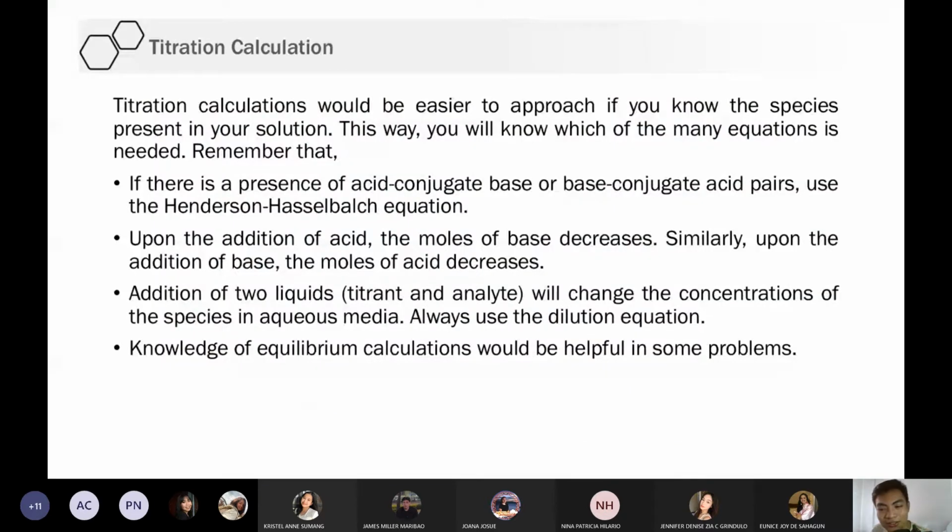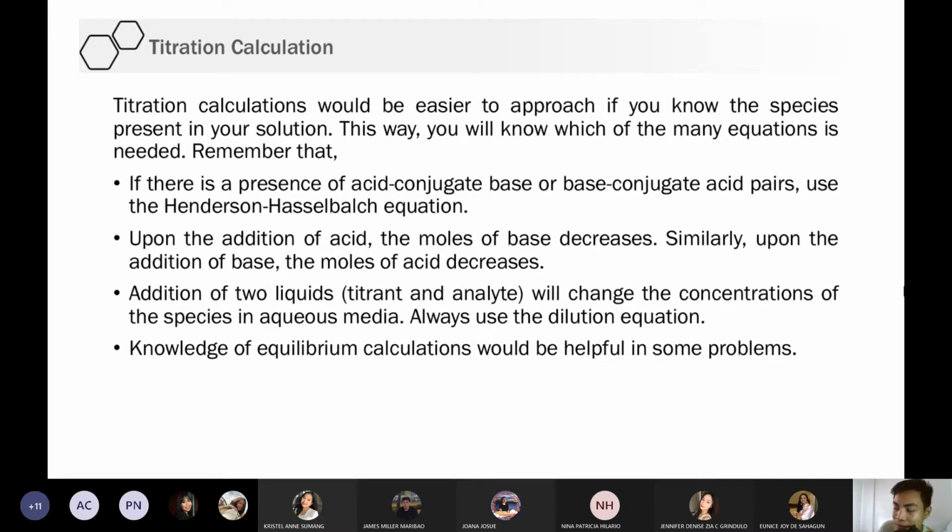So, let's proceed with our discussion. After obtaining the data from the experiment, ang kukunin mo lang naman data doon is the molarity of your titrant and the volume of analyte and the volume of titrant. So, from those three information, you can now do titration calculation.